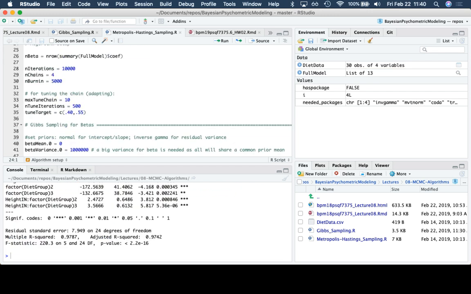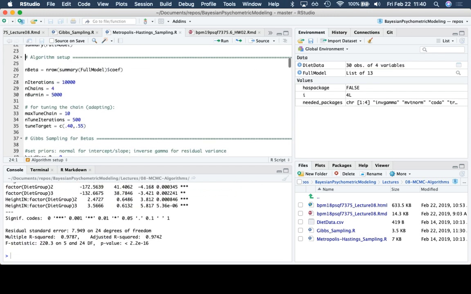So we have it again. Now, in Metropolis-Hastings, the algorithm in JAGS has to do something called adaptation. So the way that Metropolis-Hastings works is that, let's see if I can make this work here.